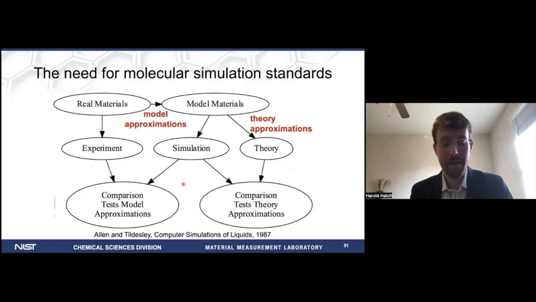And NIST also has a very important role to play for standards in software. So simulations even play a very important role in the scientific method, because when you compare simulation to experiment, you get a handle on the model approximations that were made. And then when you compare simulation to theory, you get a handle on the theoretical approximations. And just as NIST has an important role to play for standards in these experiments, NIST also has a role to play for standards in simulations.